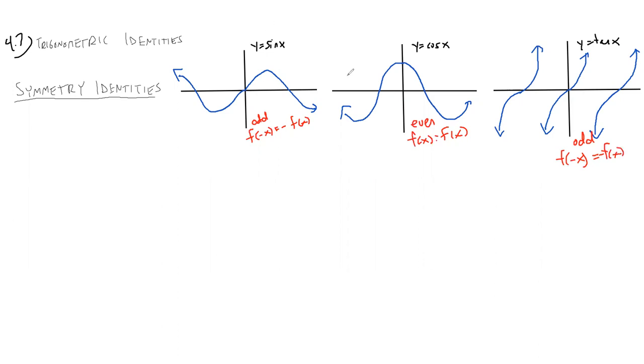And so that's going to give us our symmetry identities. Sine of negative x is the same thing as negative sine of x. Cos of negative x is the same thing as just cos of x. That minus just kind of disappears. And tan of negative x is the same thing as negative tan x.